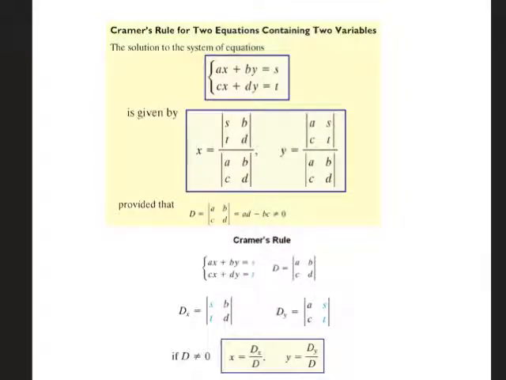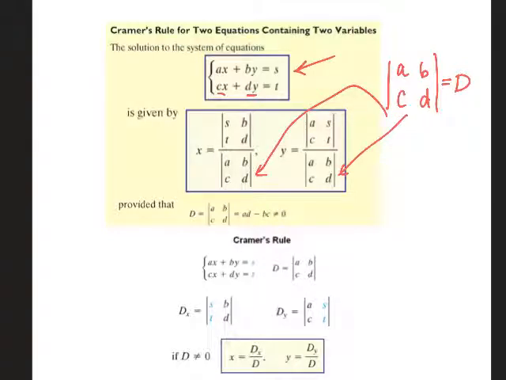So this is what Cramer's Rule is all about. If we have two equations containing two variables, you can see our system of equations here. We are going to use the determinants, and we'll start with the determinant of the coefficient matrix. A, C, B, D are the coefficients of the x and the y term. If we find that determinant, we're going to call that D. That becomes the denominator in both of these answers.